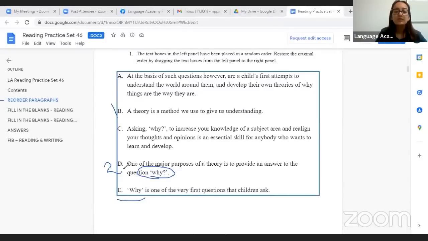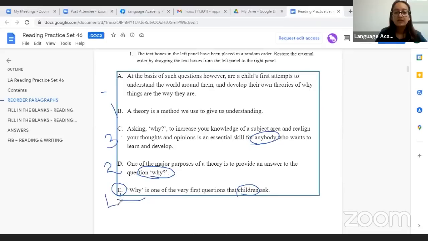So B and D was the first pair. And then most of you, what you have done wrong is after D, you have written E, and then you have made the pair of C and A. But did you realize that in sentence E they are talking about children, and in sentence C they are talking about anybody? Which is broader? Anybody or children? Answer me in the chat box. Anybody is broader, no? Children would be one part of anybody. So this sentence will come first.